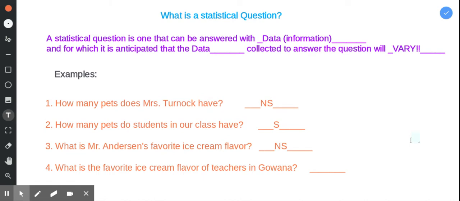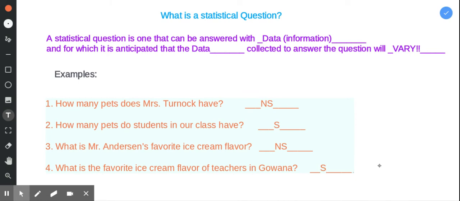And then the last question says, what is the favorite ice cream flavor of teachers in Gowanna? So if you were to ask all the teachers in Gowanna, you're going to collect lots of information and data, and it's going to vary. So this would be considered a statistical question.